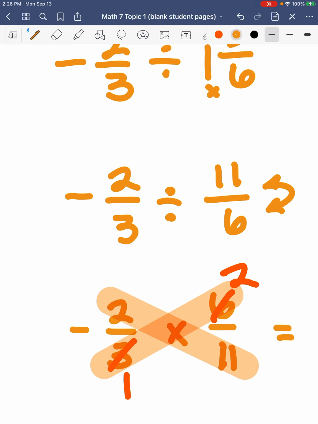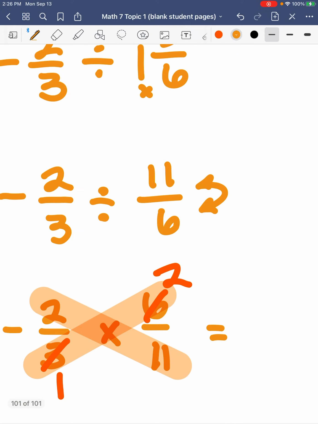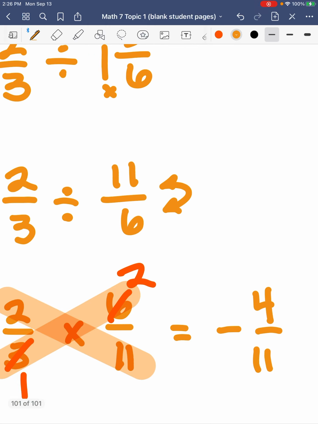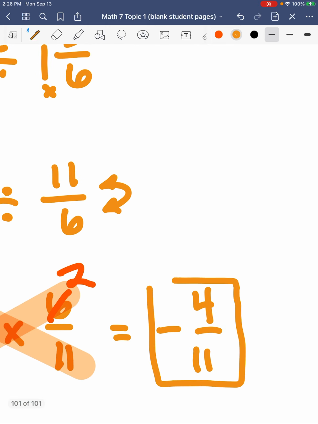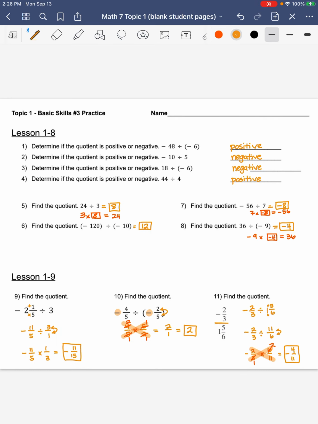And before I multiply, I am going to note that I have a negative times a positive. What do I know about my answer? Hopefully you said because they have different signs, the answer has to be negative. So I'm going to go ahead and put that negative sign right there. So now we're ready to multiply. We multiply the top numbers together. 2 times 2 is 4. And then 1 times 11 is 11. So negative 4 over 11 is our answer. And we cannot reduce that any further, so we are good.